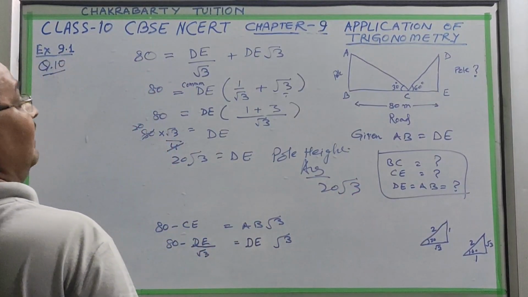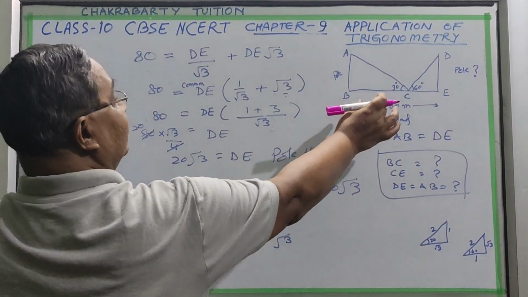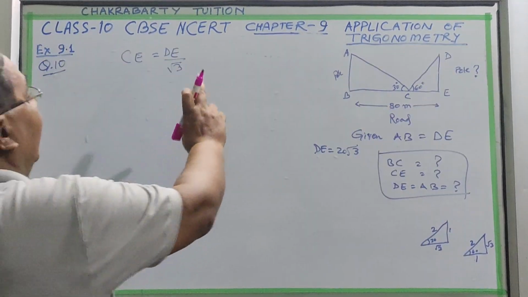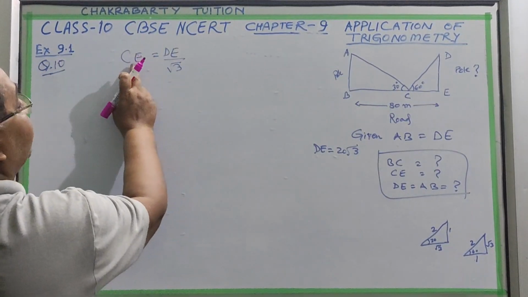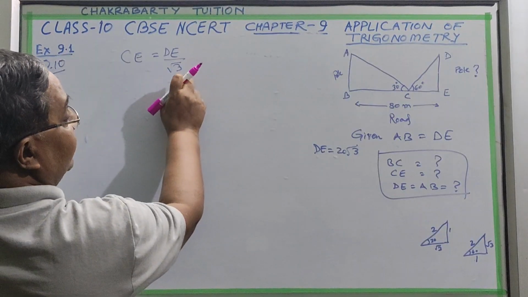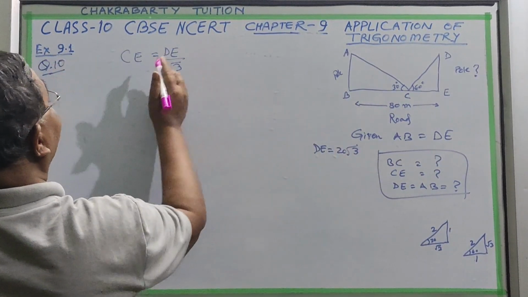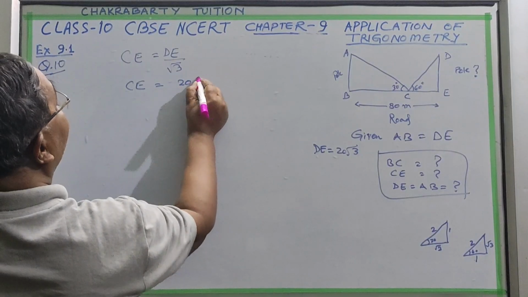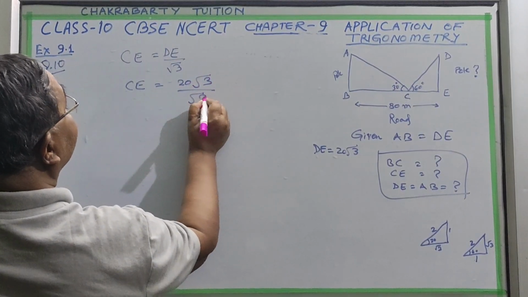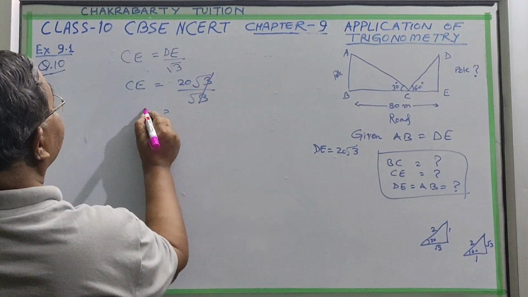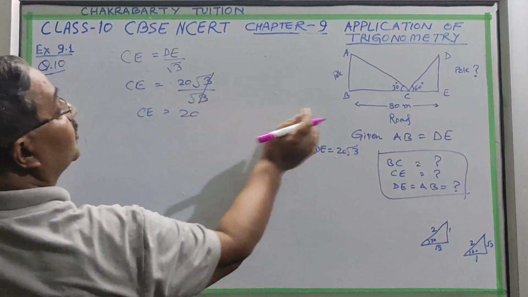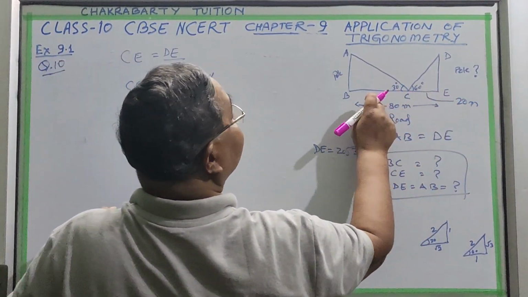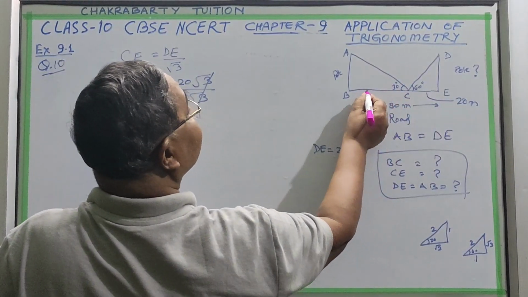Now we will solve the other distance, this and this we will solve. Okay. Now, at the start we have solved CE equal to D upon under root 3. Now we are putting the value here. So CE is equal to 20 under root 3 upon under root 3. So this we can cut. CE is equal to 20 meter. This side is 20 meter. So this side will be 80 minus 20, means 60 meter.